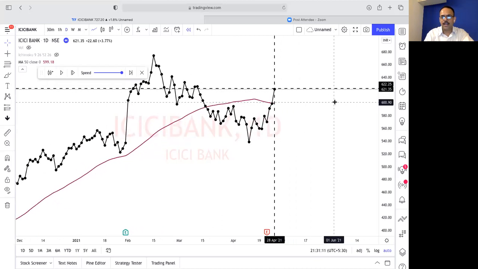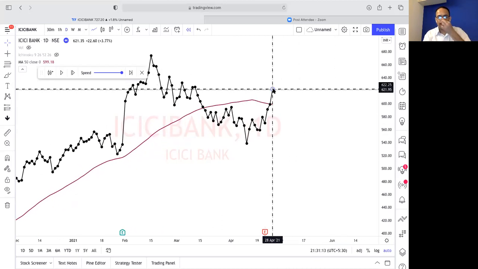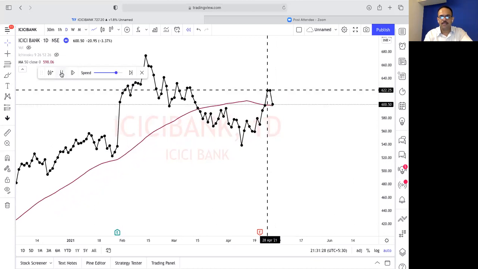I have put a cross. Alt C if you press it, on your Windows, if you put your mouse here and press Alt C also, you'll get the cross here. Again, we will be in the share as long as it is above the 50-day moving average. I'll just speed it up, so just tell me.